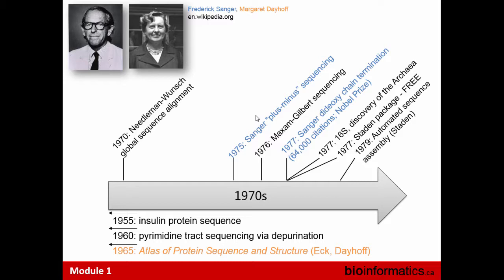Also in 1977, the first major 16S project, the discovery of the archaea, right? This sort of Carl Woese, George Fox, tree of microbial life. Also in 1977, where is it? Oh, I think I've got it on the next slide, so we'll see that in a second. 1977, the Staden bioinformatics software. I was born in 1977, people were making free software, and that's pretty cool, right? And the Staden package in 1979 added the first method for automated sequence assembly, okay?